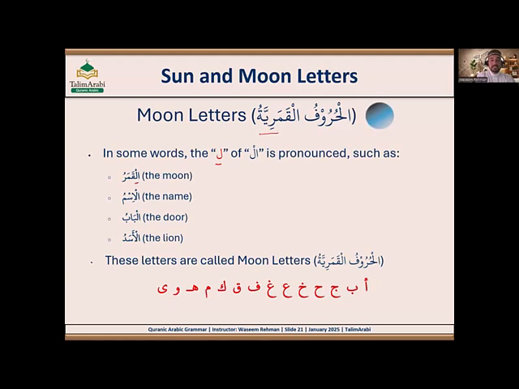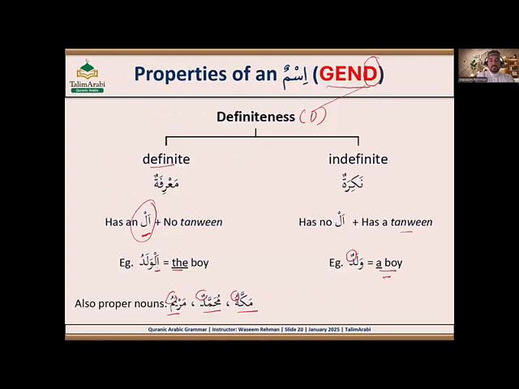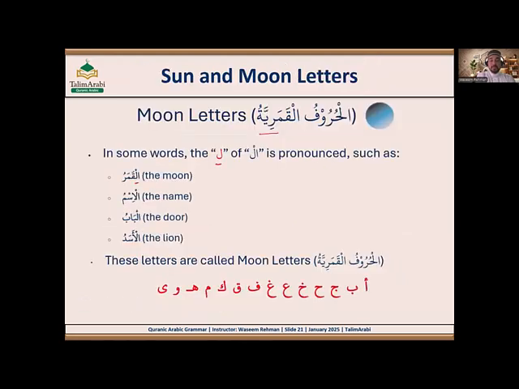This "al" is what we are talking about when we make a word indefinite to definite. So when we add this "al", with some words the lam is pronounced, like al-qamaru, al-ismu. With alif, "al", the lam is pronounced, al-babu. So the lam is pronounced with ba, al-asadu, right? So this lam is pronounced.